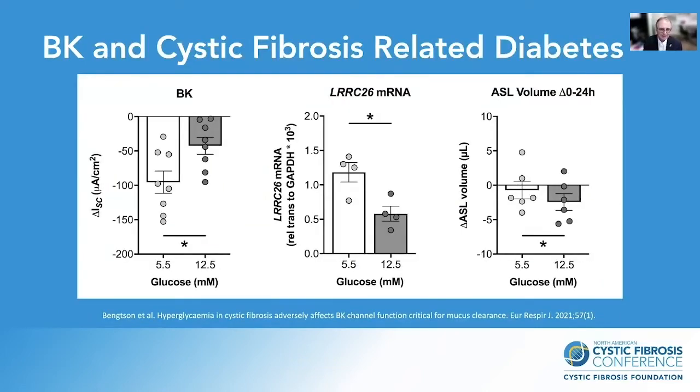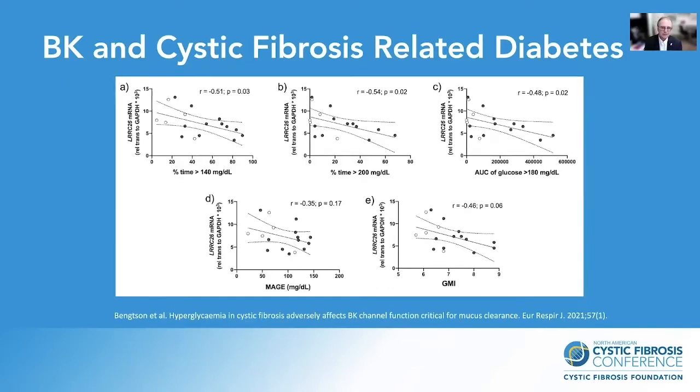Now, does that have any other indications in terms of disease? We were specifically interested in cystic fibrosis-related diabetes because of the discovery that increasing the culture media glucose in cystic fibrosis airway cells from a normal concentration of 5.5 to 12.5 is actually also decreasing BK function, decreasing LRRC26 mRNA, and causing mucociliary dysfunction by increased absorption of airway surface liquid.